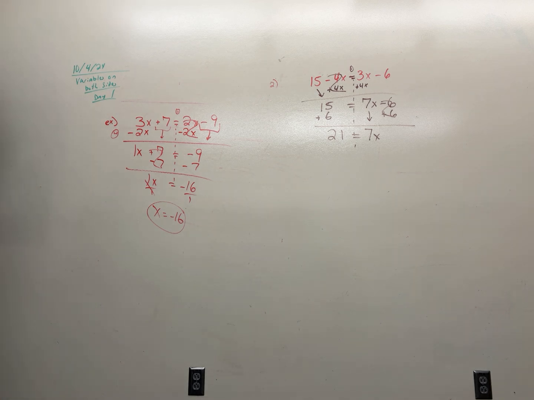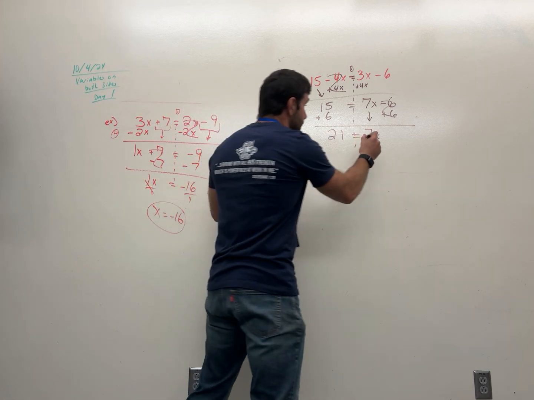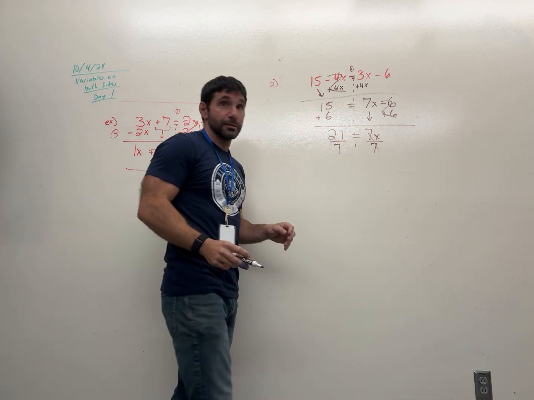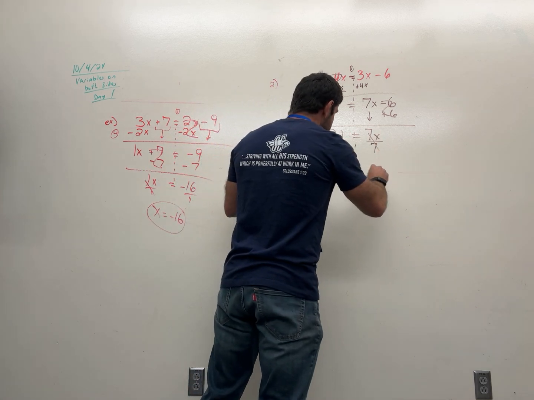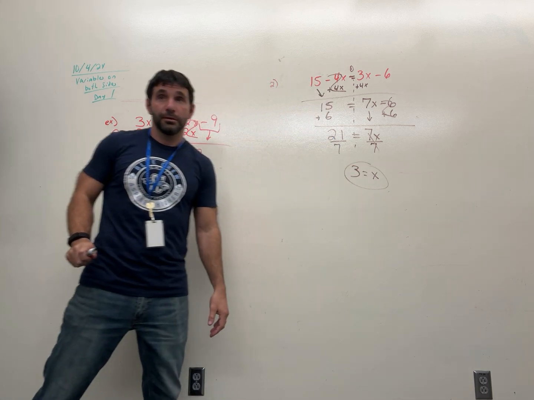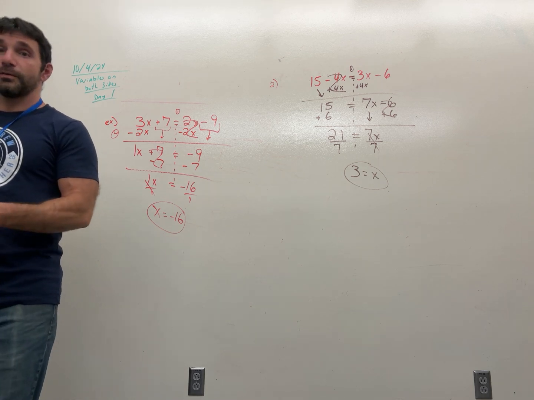Not too bad. Step 6, isolate the variable. It says use multiplication or division. What are we going to use? Division. We're going to divide both sides by 7. And we get x equals 3. What questions do we have so far?